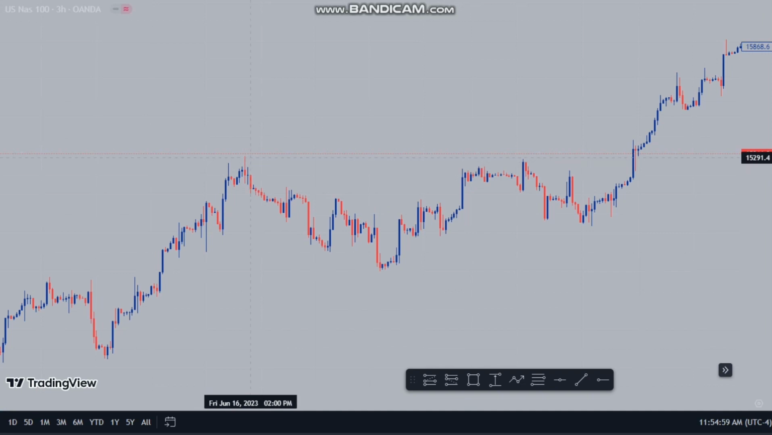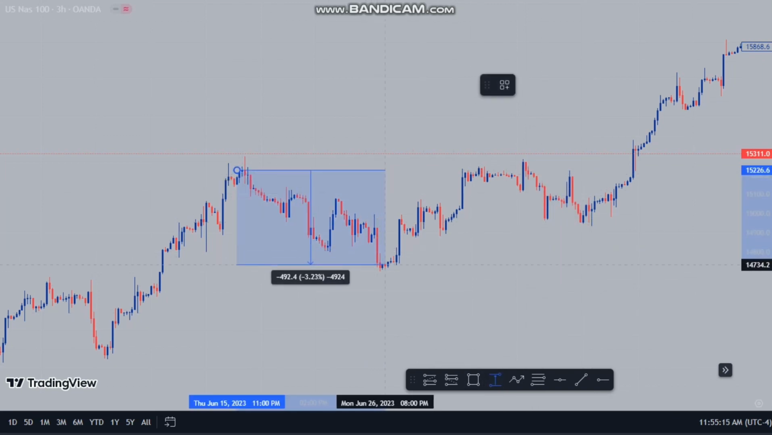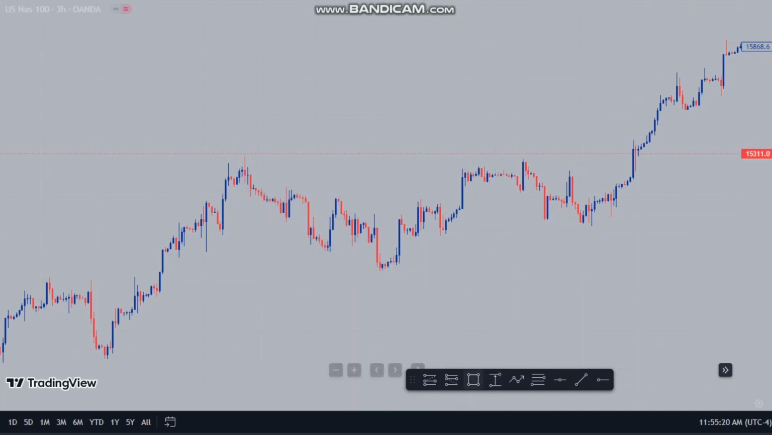The right time frame to use on NAS100 is the 3 hours time frame, and with this strategy you can be catching a minimum of at least 300 to 500 pips on each trade that you enter. So use the 3 hours time frame and it works like this. Just identify the lows and highs that were created during the New York session, and the secret times.